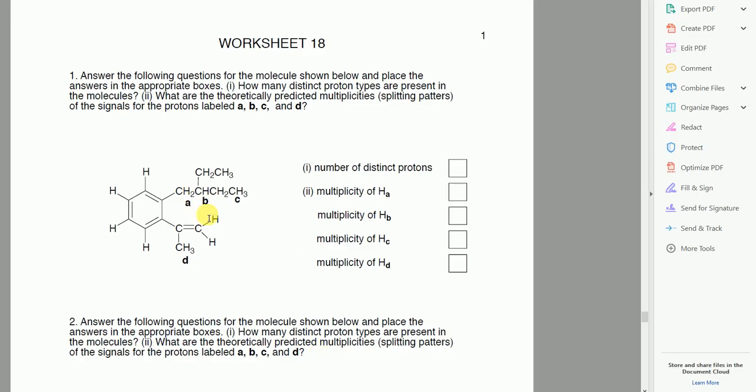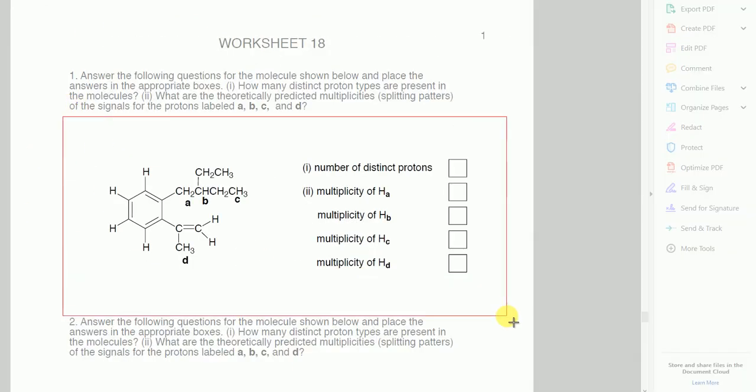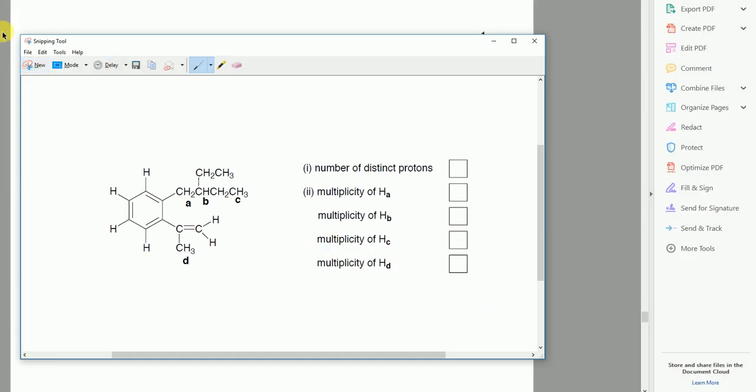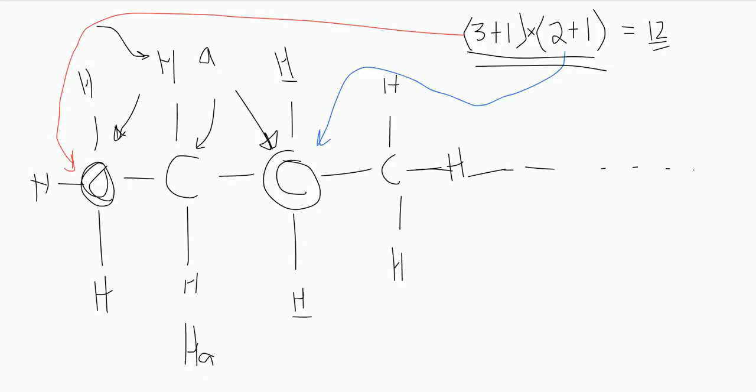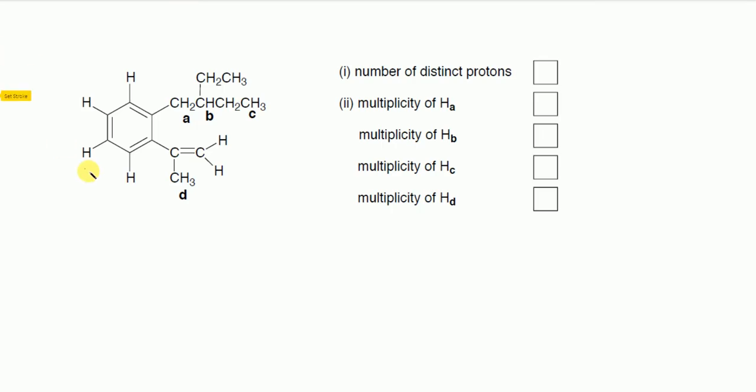So let's look back at our problem over here. And this is what we're going to be doing. So just to do this by example, I'm going to just copy and paste this. All right. So let's just do this together. So number of distinct protons, so chemically unique protons that are on this molecule, right?